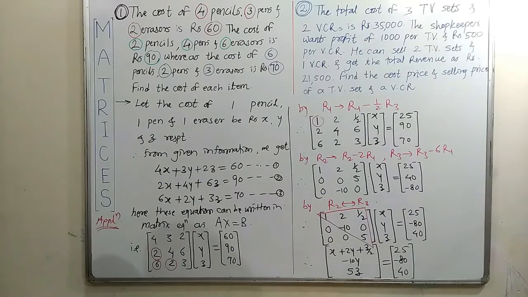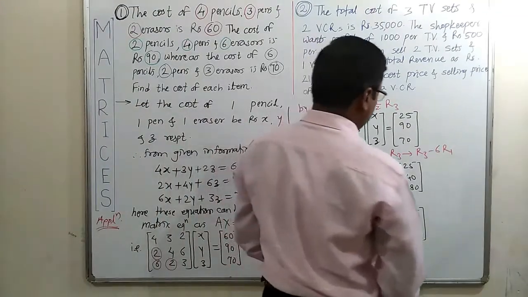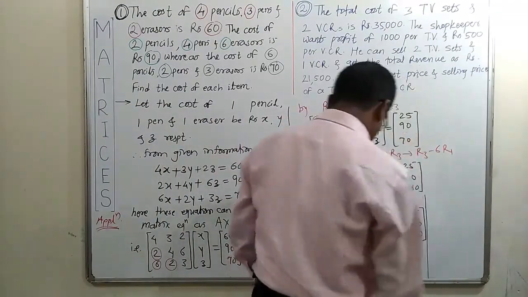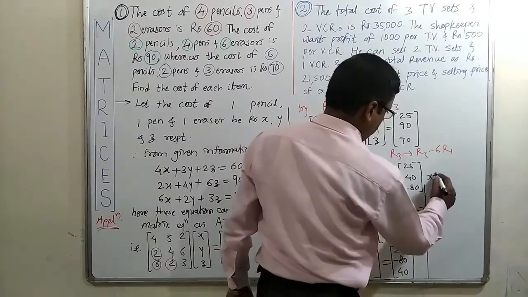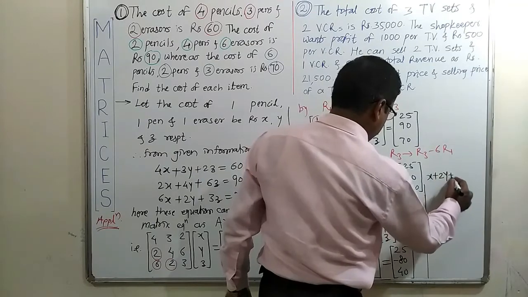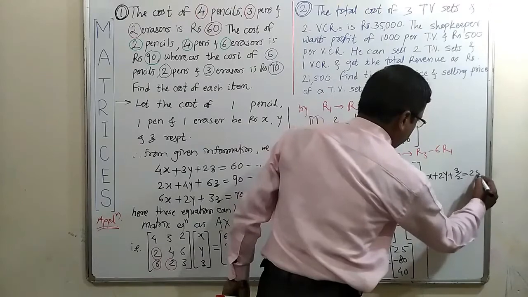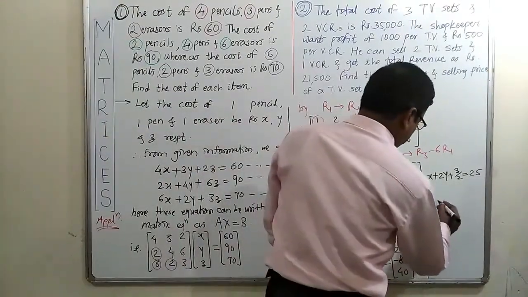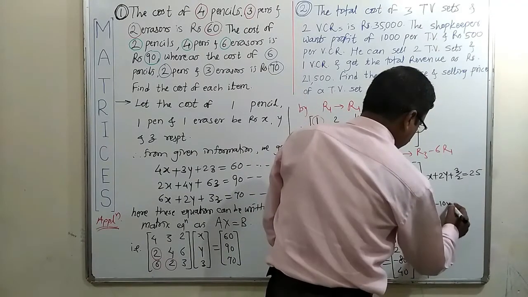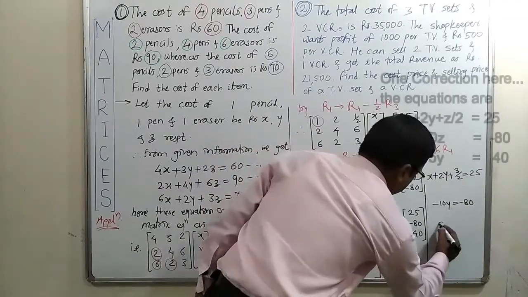So we get here two equal matrices. Equating the corresponding elements of these two equal matrices, we get equations: x plus 2y plus z by 2 is equal to 25. This is our first simplified equation. Second, minus 10y equal to minus 80. And 5z equal to 40.